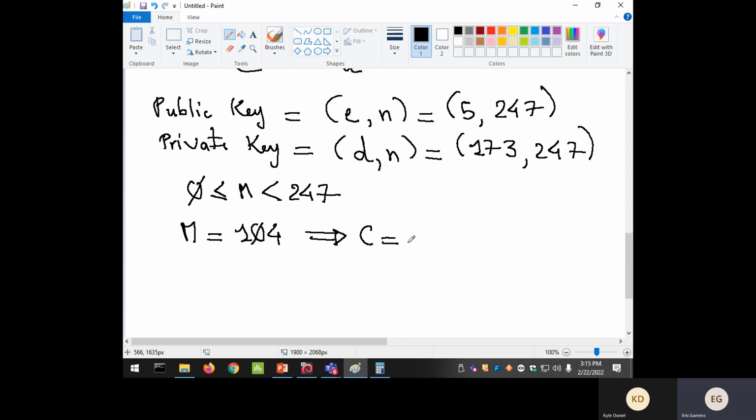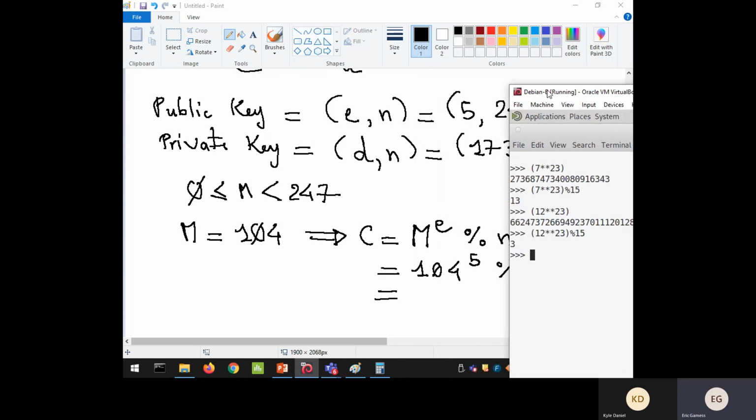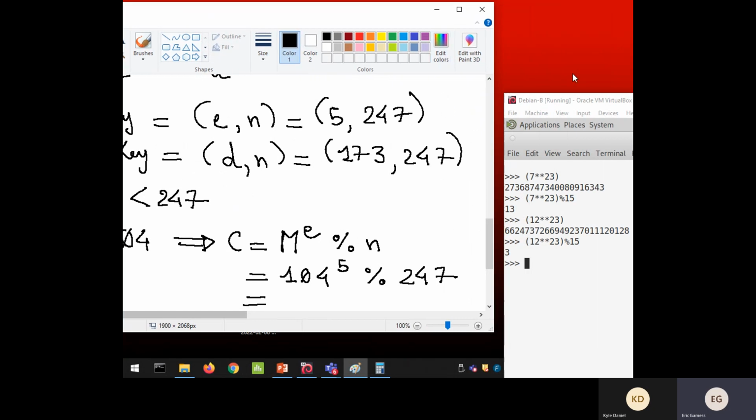So how do we compute the ciphertext? M to the power of the public exponent, modulus n. Let's replace. M, which is the clear text or the plain text, is 104. So 104 to the power E, the public exponent 5, modulus n, 247. Well, I do need the help of a calculator. I better go to Python, which is an infinite precision calculator, because those numbers can be very big.